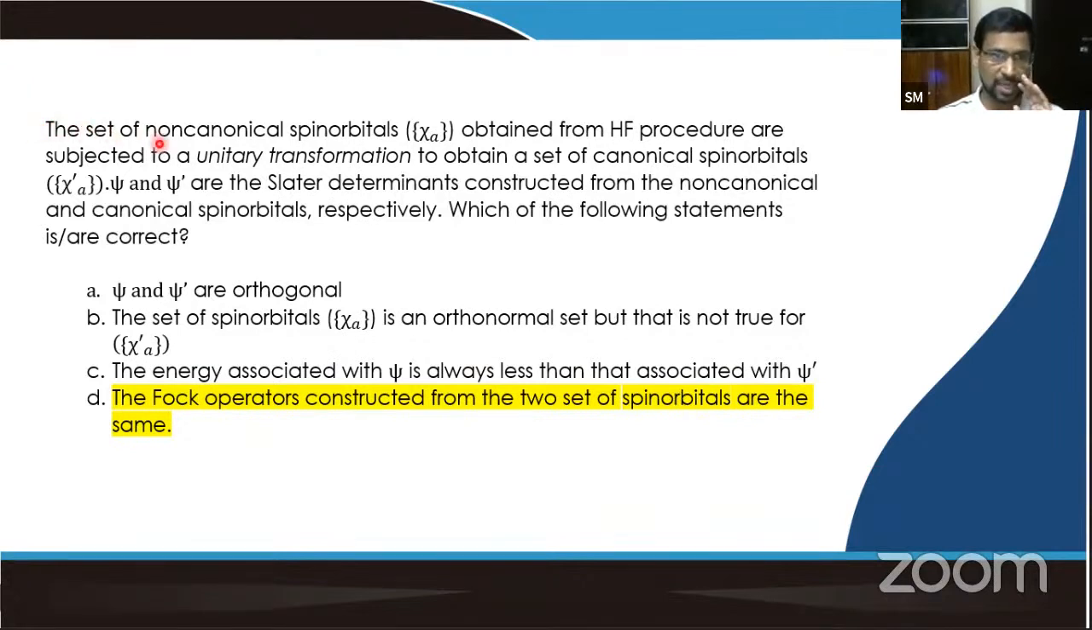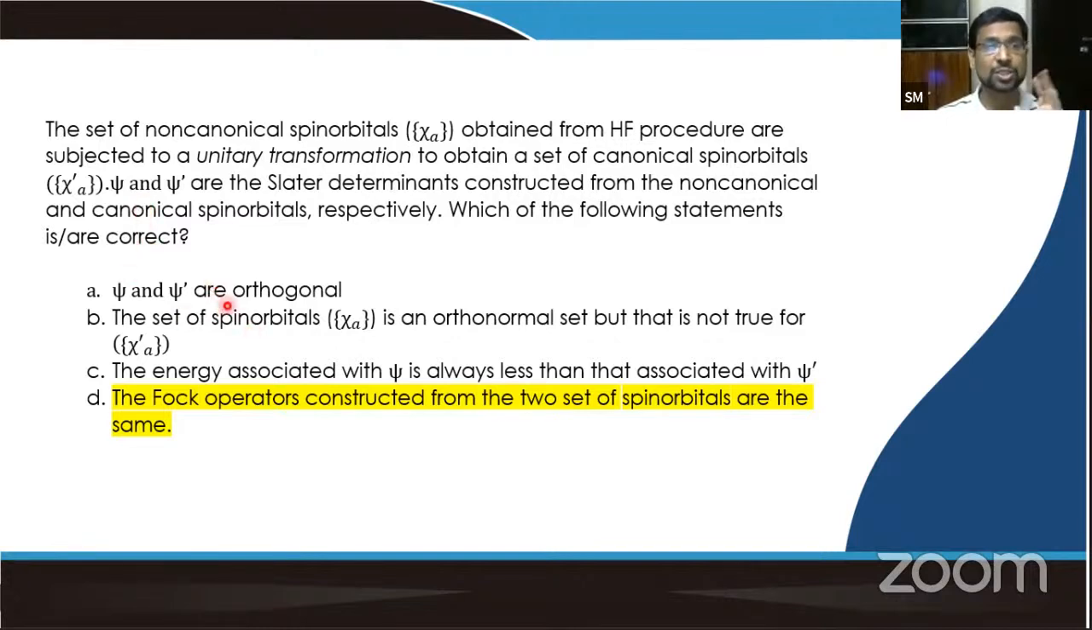So suppose we have the set of non-canonical spin orbitals chi-A's, so they form a complete set that we obtained from the Hartree-Fock procedure. Now we subjected this non-canonical set of spin orbitals to a unitary transformation and obtained a set of canonical spin orbitals, that is chi-A prime. Now, given that we have the non-canonical or canonical spin orbitals, we can always construct the corresponding Slater determinants, and that's what we have done. Psi and psi prime are the Slater determinants that we have constructed from the non-canonical and canonical spin orbitals respectively.